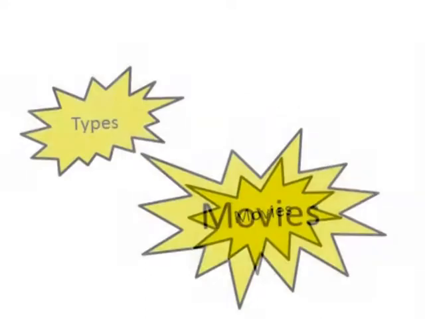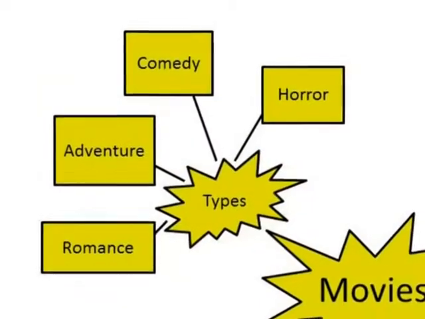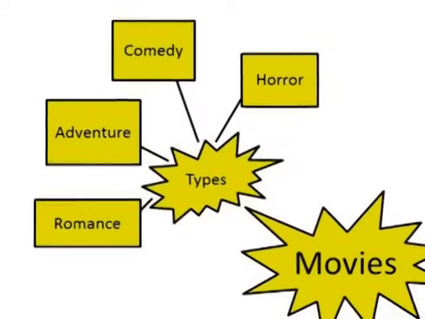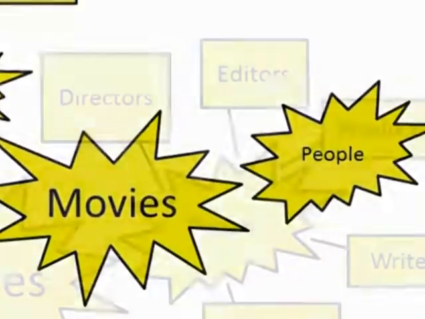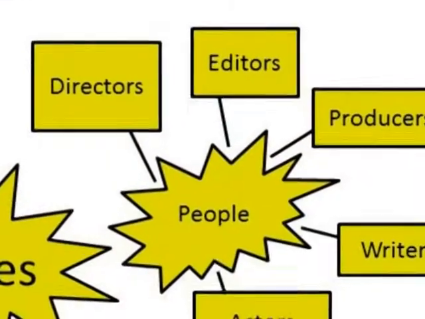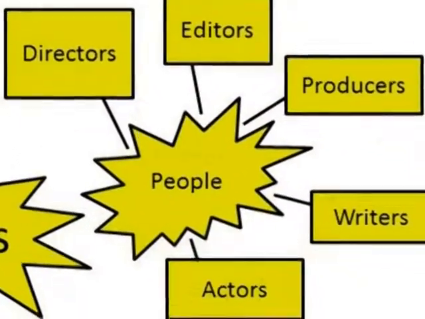For example, let us suppose that you chose to write about the concept of movies. That's a pretty wide open topic. There's a lot that you can say about movies. You could write about the different types or genres of movies: romance, adventure, comedy, horror. Or you could write about the people involved with making movies: directors, editors, producers, writers, actors.